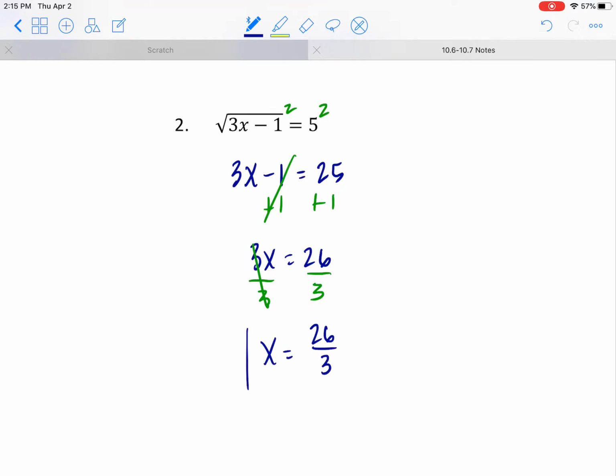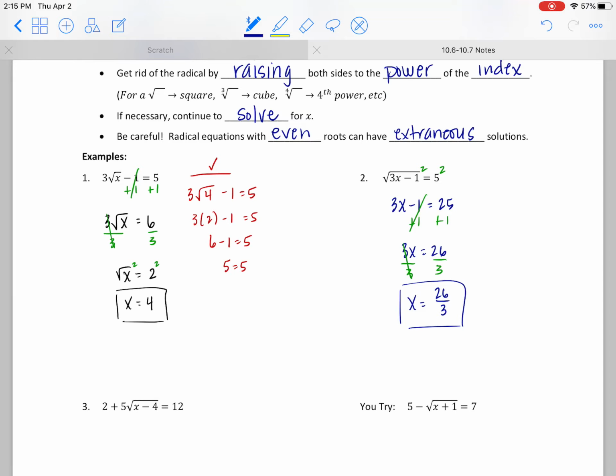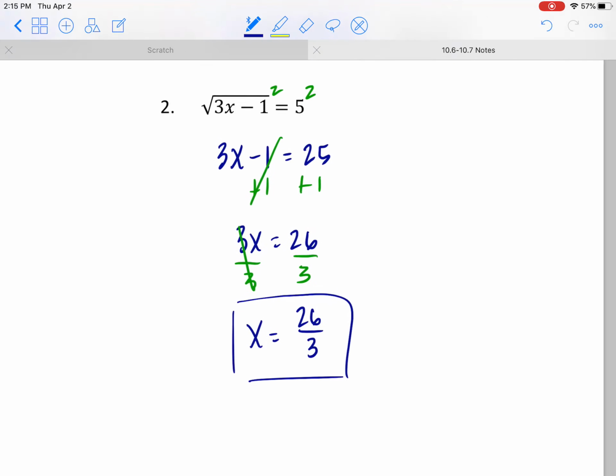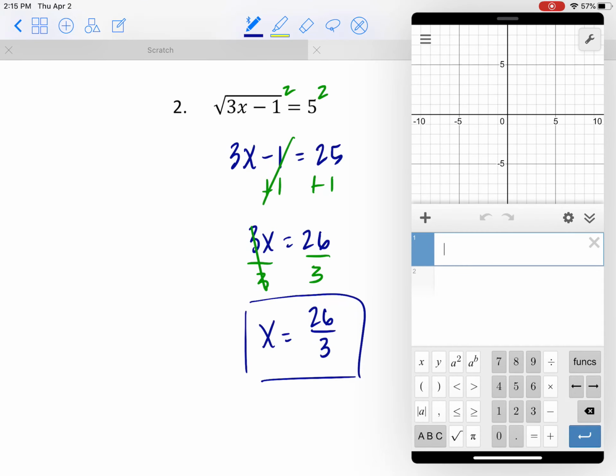And now I can get rid of times 3 with a divide by 3. So that cancels. x is by itself, equal to 26 thirds, since 26 doesn't divide by 3 and this doesn't reduce. So we're left with this fractional answer. Okay? And if you wanted to plug it in and check it, it would work. And also, if you don't want to plug in by hand, you can use your calculator or Desmos to do this.